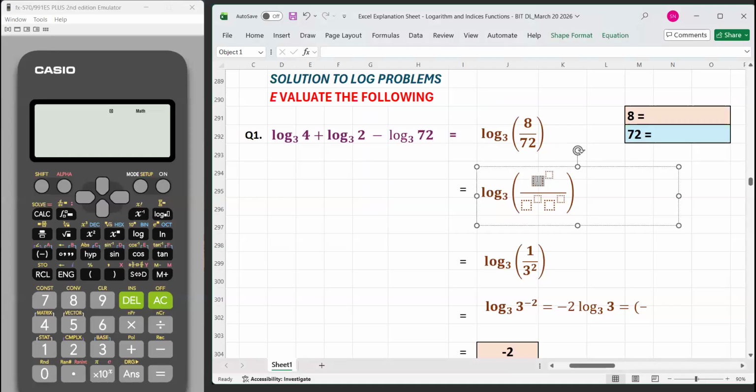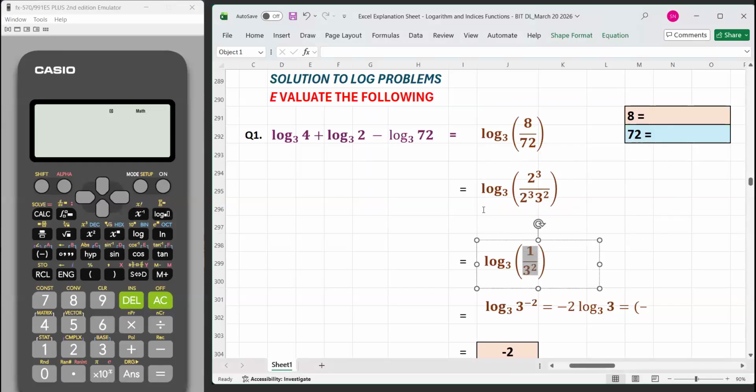Okay, some questions will tell you to solve the problem in terms of 2. This 8 is 2 raised to the power 3. We have done that. 72 is 8 times 9, isn't it? And 8 is 2 raised to the power 3. And then this is 3 raised to the power 2. Okay, so you realize that this would have canceled this, and then we would have been left with a 1 over 3 squared. So I just jumped it.